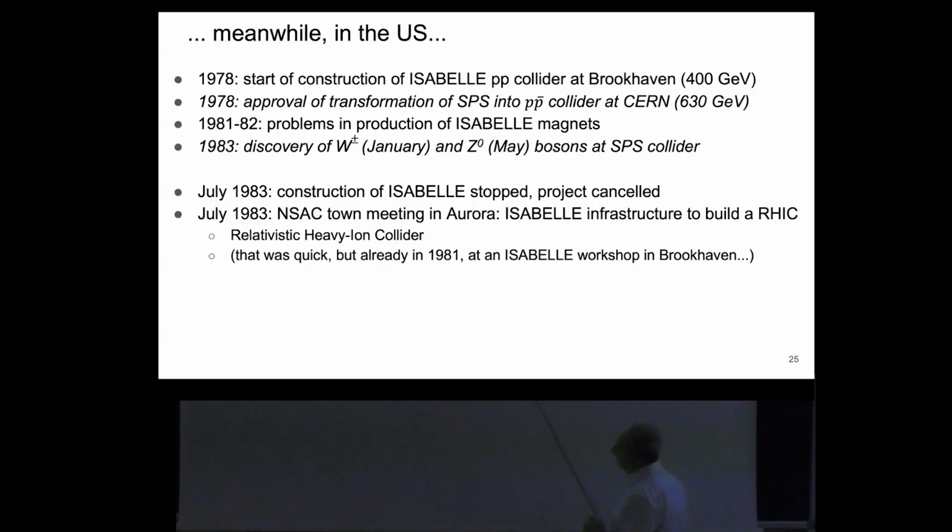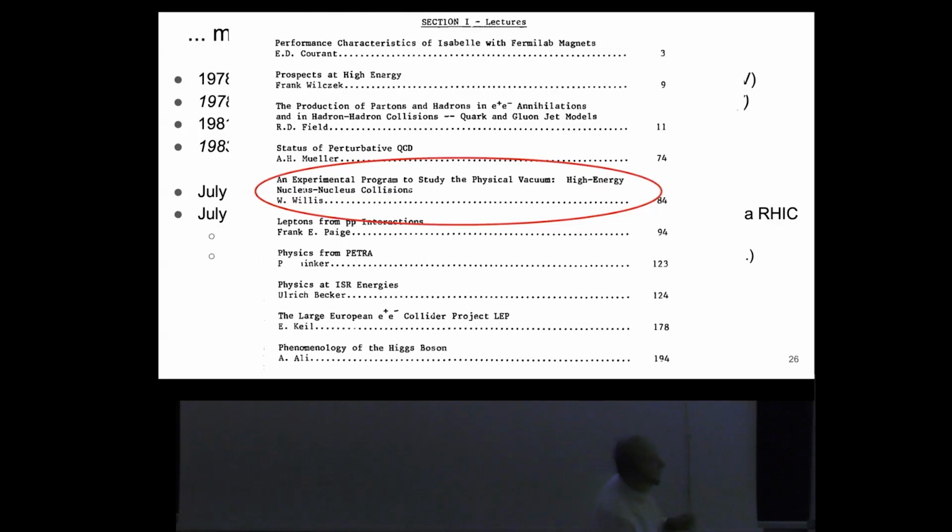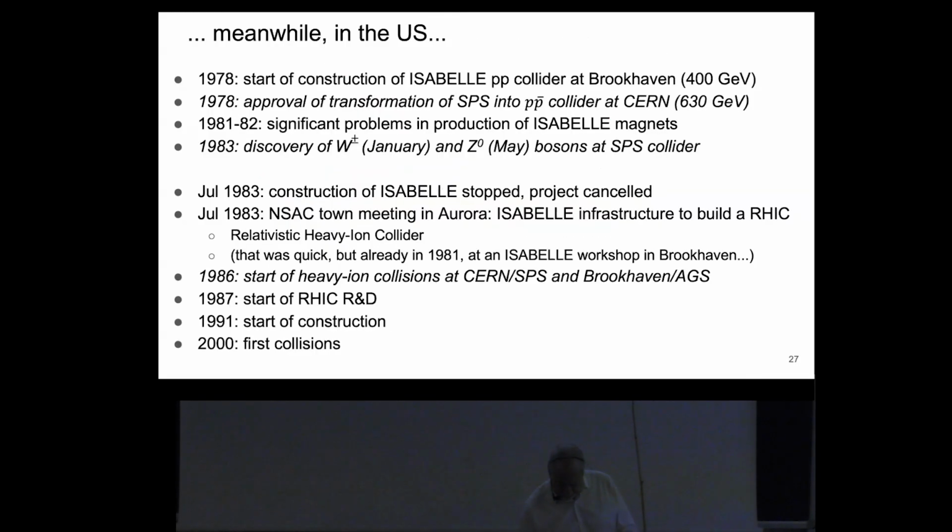But actually, even before that, when I was preparing this material, I found that there had been in 1981 a symposium where the idea of using Isabelle to do nucleus-nucleus collisions had already been floated by Bill Willis, who is one of the fathers of this field. So, to put things in perspective, in 1986 heavy ion collisions started at the SPS, and in 1991 the RHIC R&D started. Construction started in 1991, and in 2000, the first collisions.